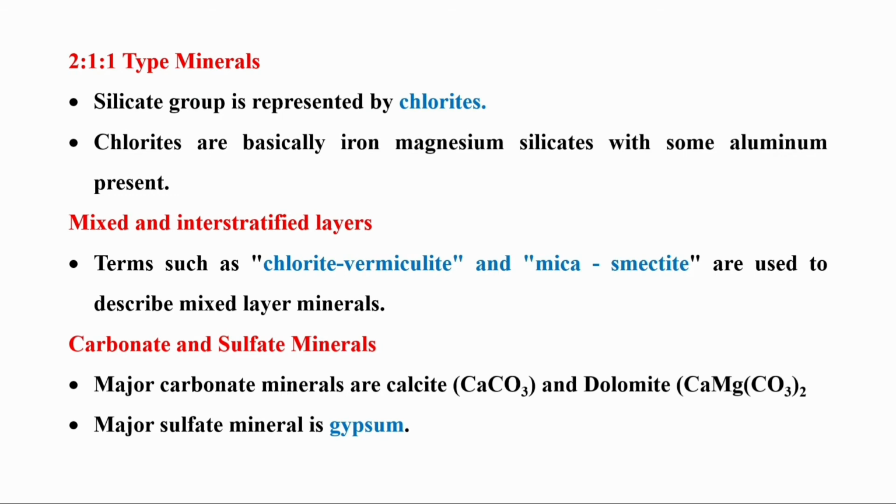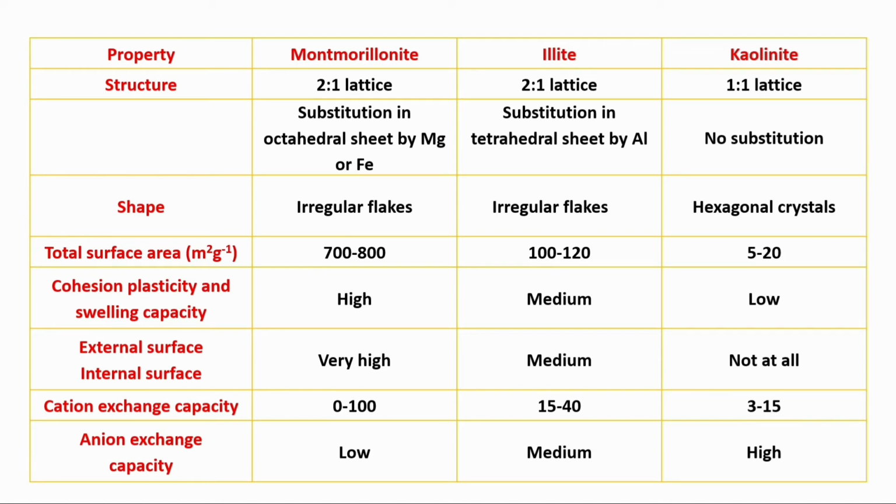Good friends, this slide is also important. Here I have furnished the properties, structure, shape, total surface area, cohesion, plasticity and swelling capacity, external surface, internal surface, cation exchange capacity and anion exchange capacity of different colloids like Montmorillonite, illite and Kaolinite. Please kindly go through this very carefully and read it from the examination point of view.